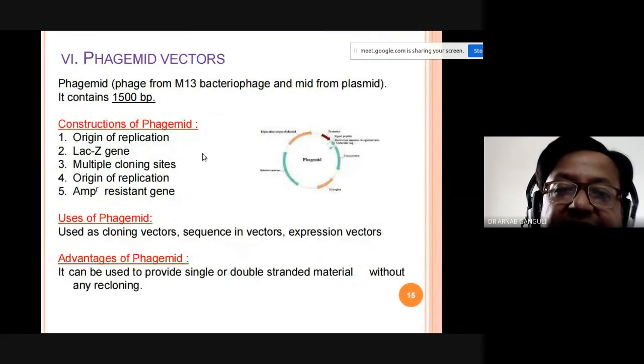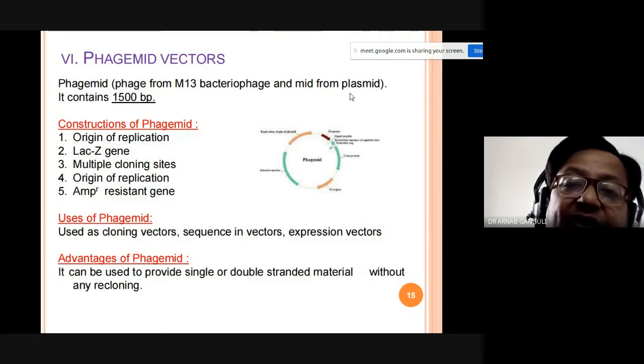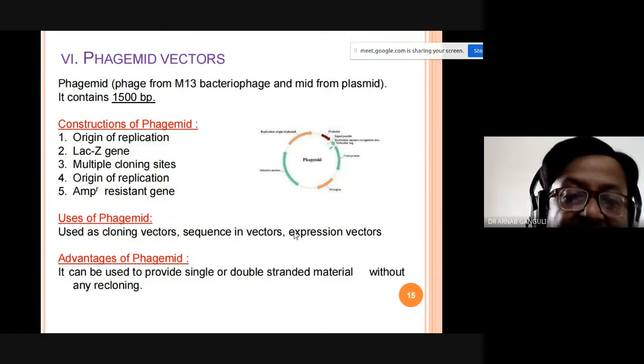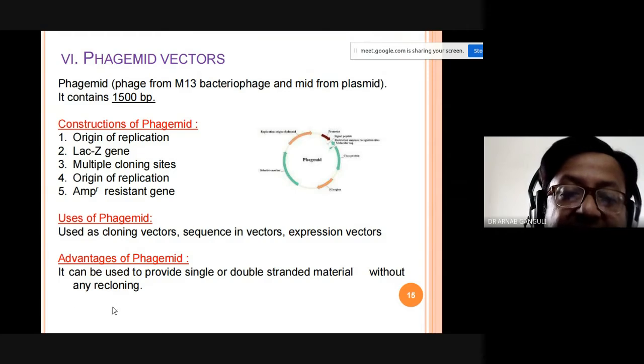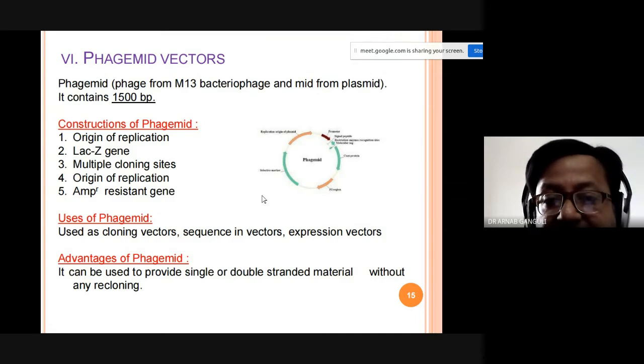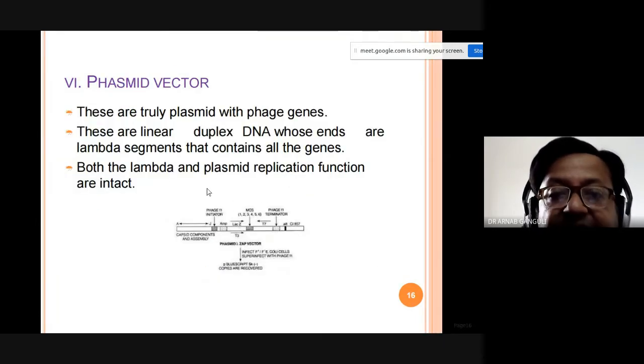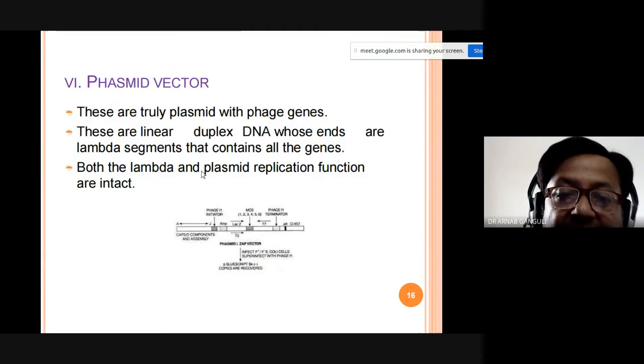You have phagemid vectors. They are phage from M13 bacteriophage and mid from plasmid. It contains 1500 base pairs. You have got the origin of replication, lacZ gene, multiple cloning site, origin of replication, and ampicillin resistance gene. They are used as cloning vectors, sequencing vectors, expression vectors. It can be used to provide single or double stranded material without any recloning. They are truly plasmids with phage genes. They are linear.